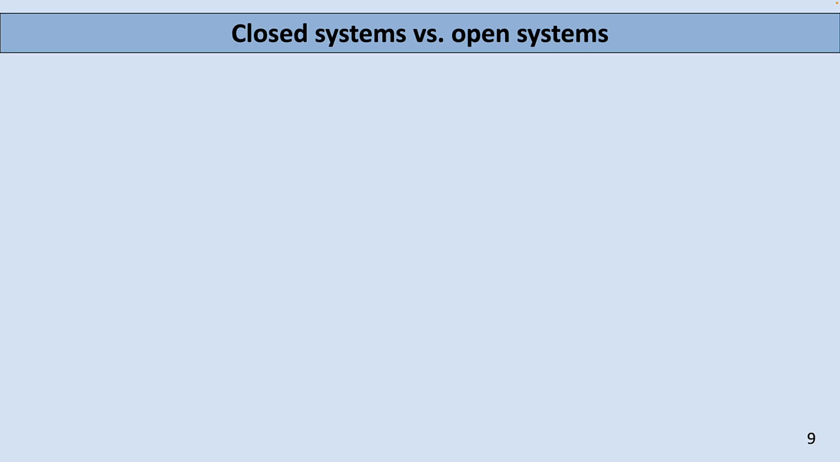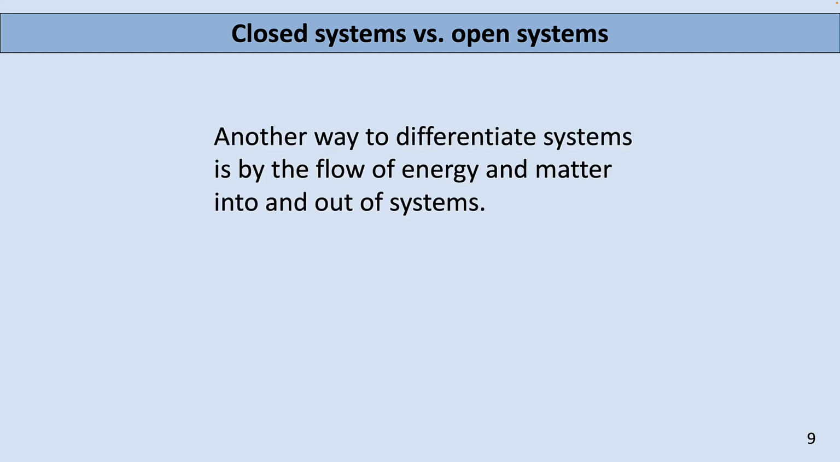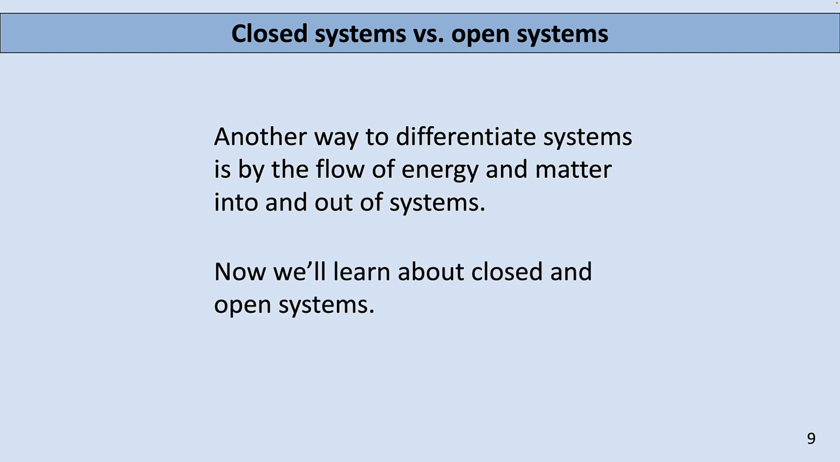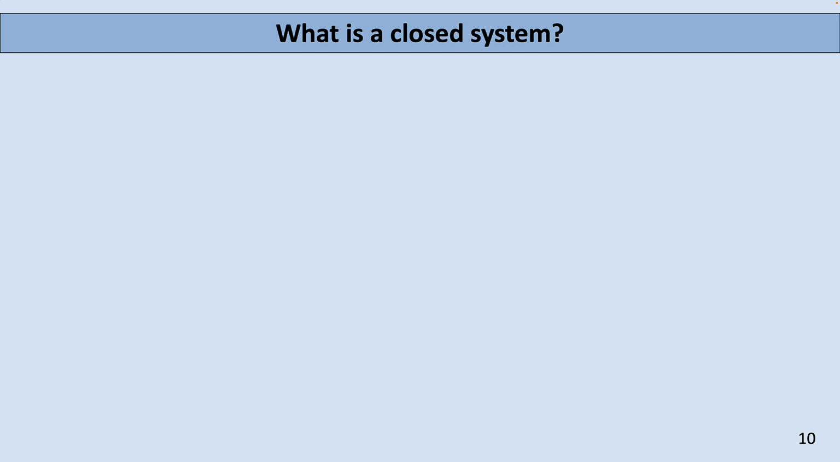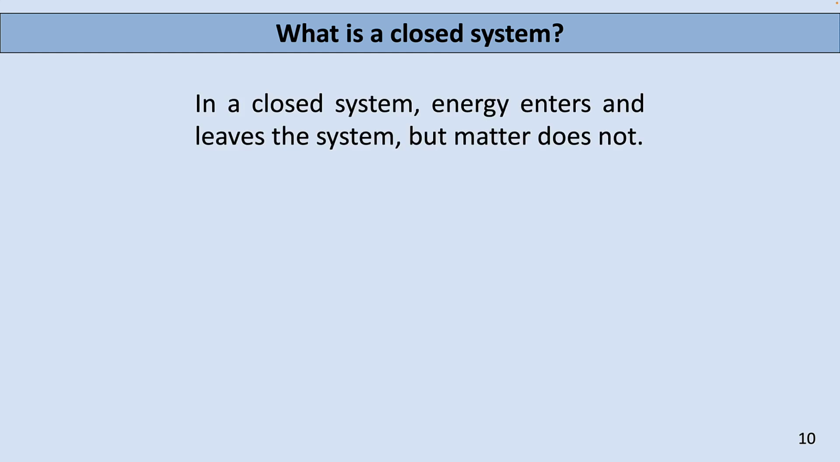Closed systems versus open systems. Another way to differentiate systems is by the flow of energy and matter into and out of the systems. Now we'll learn about closed and open systems. What is a closed system? In a closed system, energy enters and leaves the system, but matter does not.